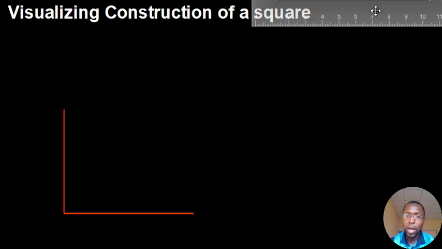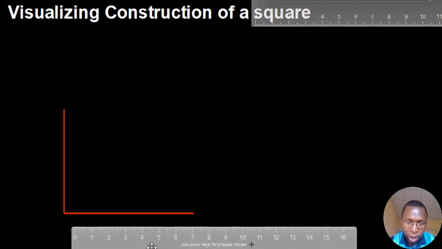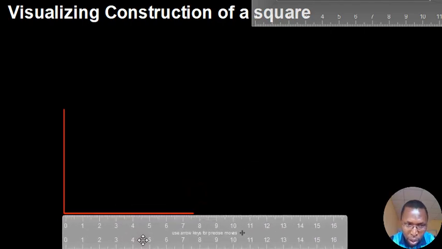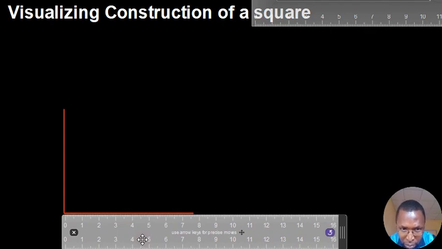And now I need to know the measurement of this length. So I need to know the measurement by getting my ruler. So this is a ruler. I measure this, the length given to me. I want to know the length of the line given. So this is like 7.6.